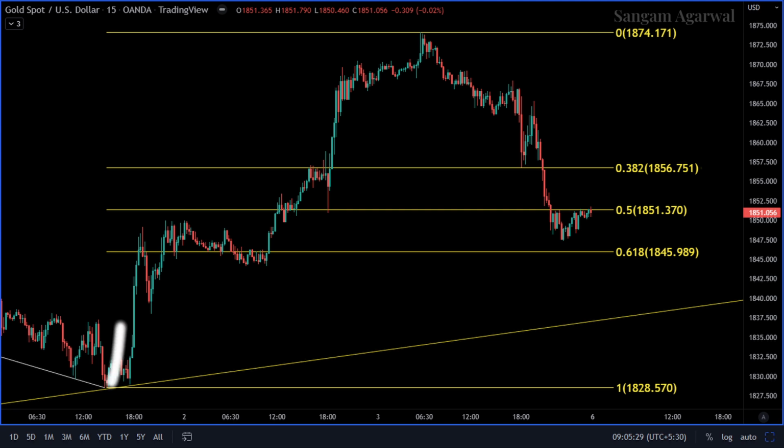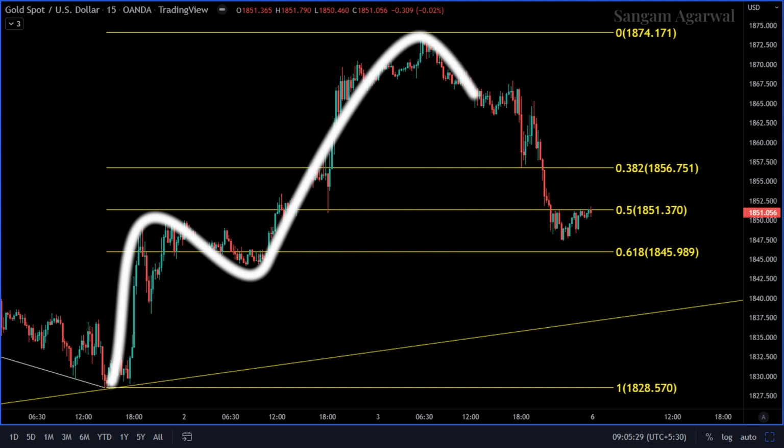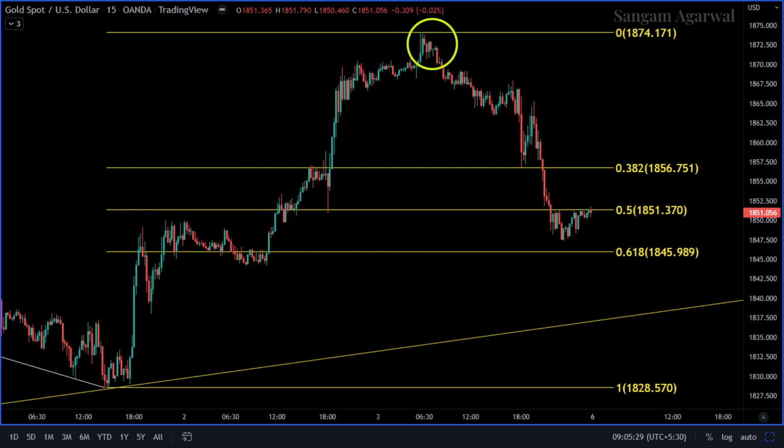This is the 15-minute time frame of gold, and this is the intraday bullish trend of last week. On Friday after NFP, it made more than a 50% retracement near 1851, and the bottom of this trend at 1829, which is near the 1830 level.